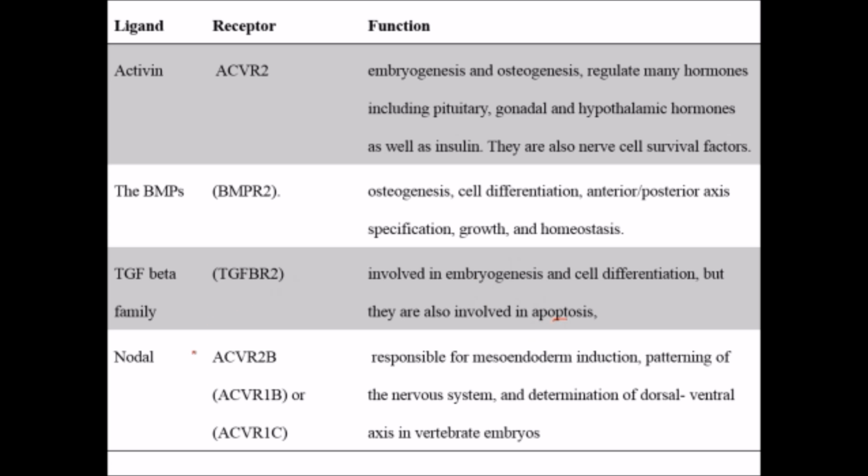The last one is nodal, and it has a common receptor of activin receptor 2b, 1b, and 1c, and it is responsible for mesoendodermal induction, patterning of the nervous system, and determination of the dorsal-ventral axis in vertebrate embryos. So these are the different types of ligands which can also regulate the growth and differentiation function in the pathway.